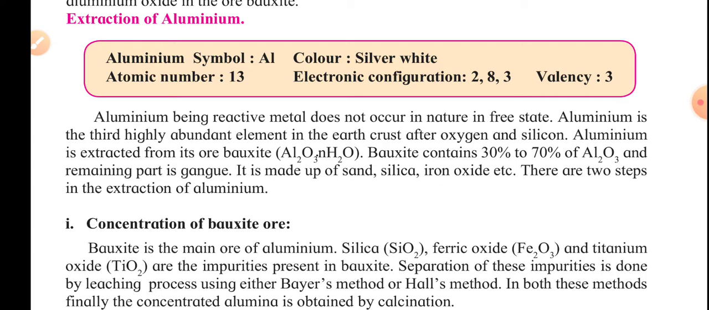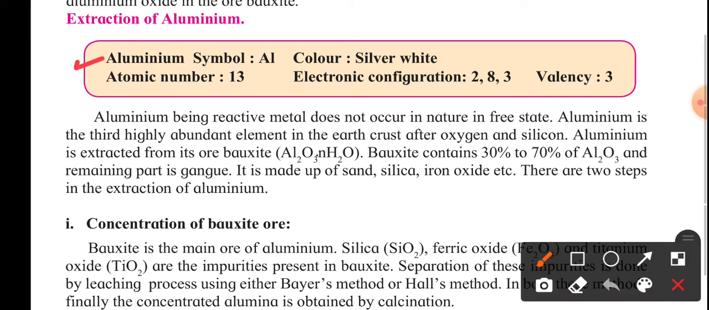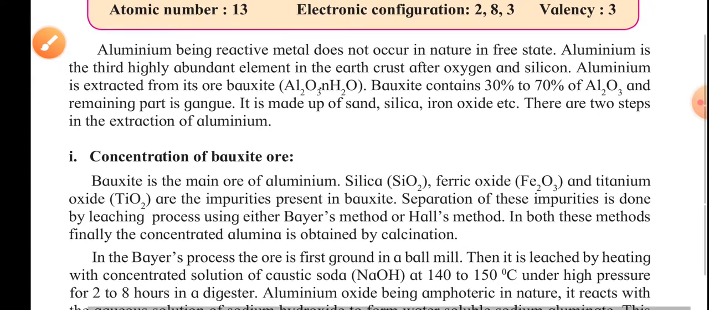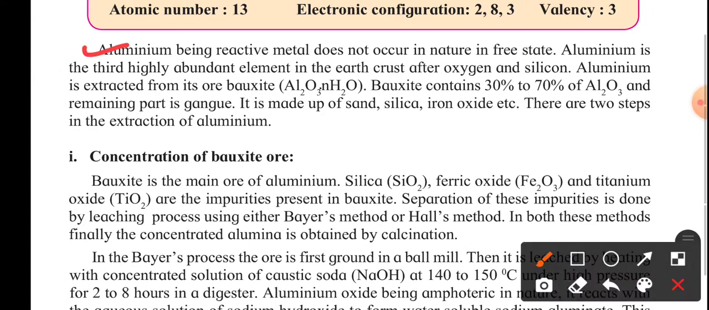In this particular video, we are going to begin with the extraction of aluminium, one of the reactive metals. First of all, the symbol for aluminium is Al, atomic number 13, color is silver white, the electronic configuration is 2, 8, 3, and the valency is 3. When we are talking about the extraction of aluminium, being a reactive metal, it does not occur in nature in the free state. It is found in various ore forms.